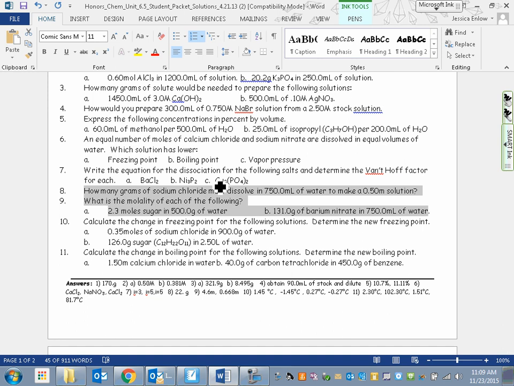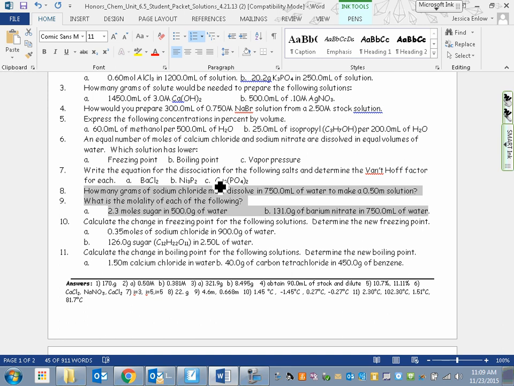Oh, equal number of moles of calcium chloride and sodium nitrate dissolved in equal volumes of water. So it's separate containers? Yeah. Okay. So it's basically saying does calcium chloride or sodium nitrate cause the freezing point to change more, boiling point change more, and vapor pressure change more? What really matters here? Boiling point and vapor pressure, they're the same direction. But when you're comparing calcium chloride and sodium nitrate, what really matters? What's the main difference between the two?